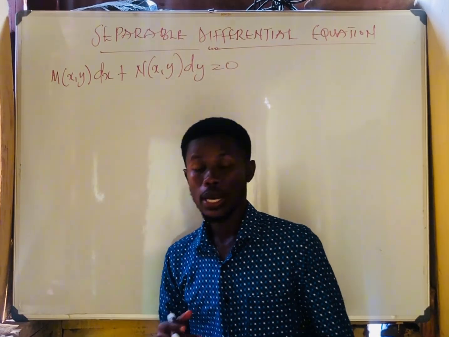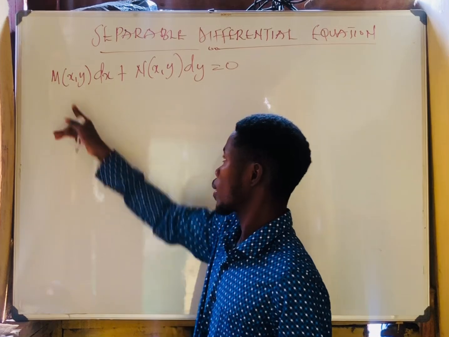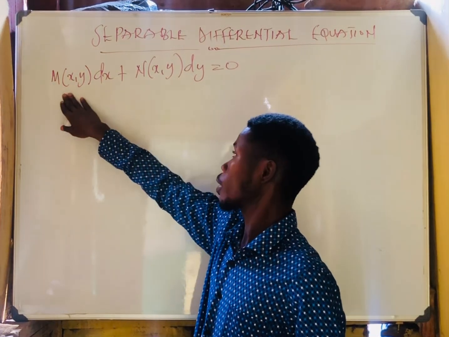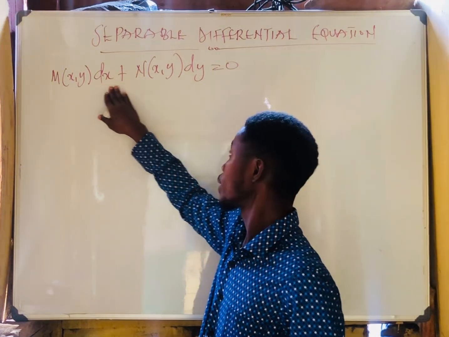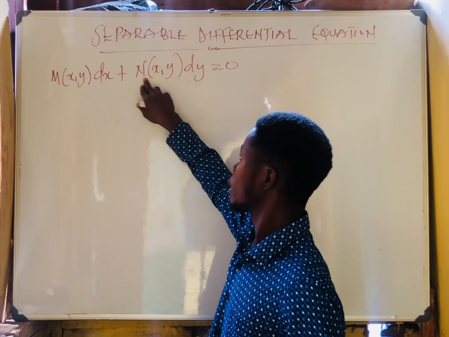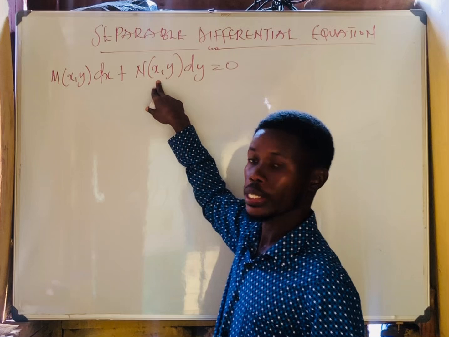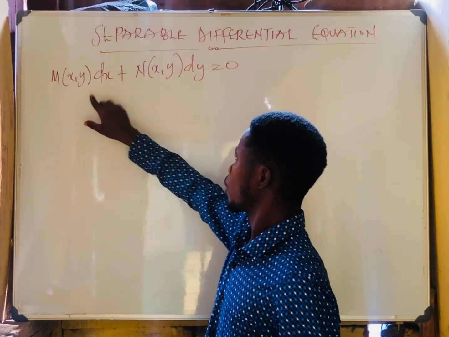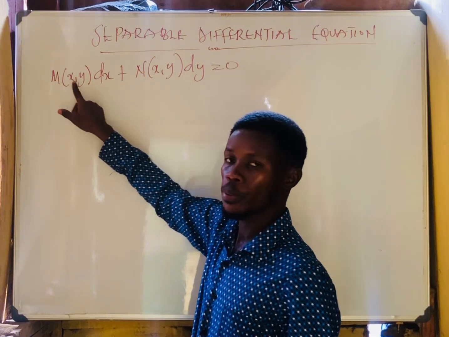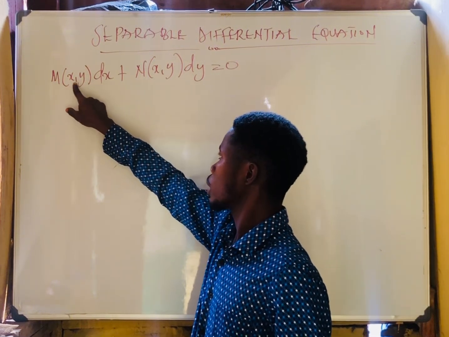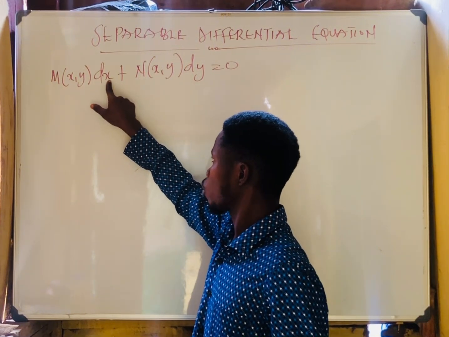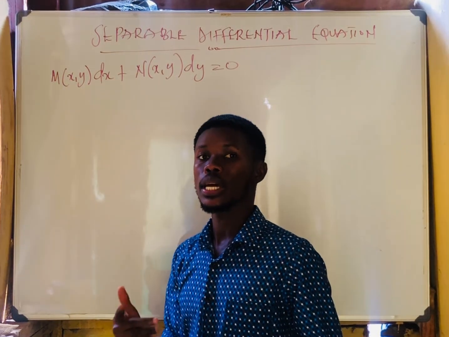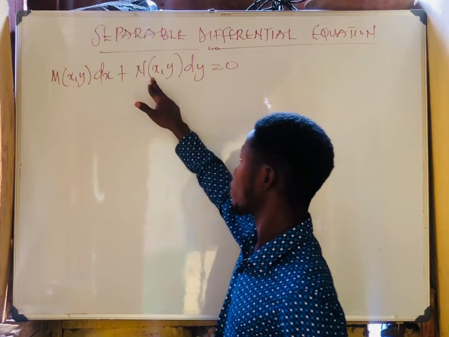Is that okay? Now, when you have something like this, you realize that this M here is a function in terms of x and y, and this function is multiplied by the dx, and this function N is also in terms of x and y, and it's multiplied by what? The dy. Now this one is not separated, because here is the x, so we have to have a function in terms of x alone multiplying this. At that point we can say that it's what? Separable. The same thing applies to this.